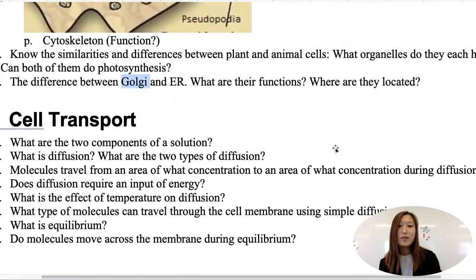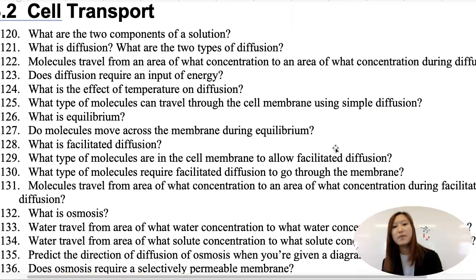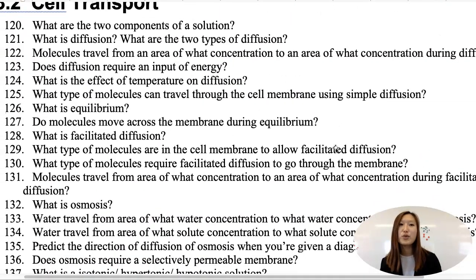All right, moving on to cell transport. Cell transport, what are the two components of a solution? Solution is made out of solute and solvent. What is diffusion? Diffusion is any kind of molecule going from an area of high concentration to an area of low concentration without the use of energy, right? This is really important, both the high to low part and the without the use of energy part, right?